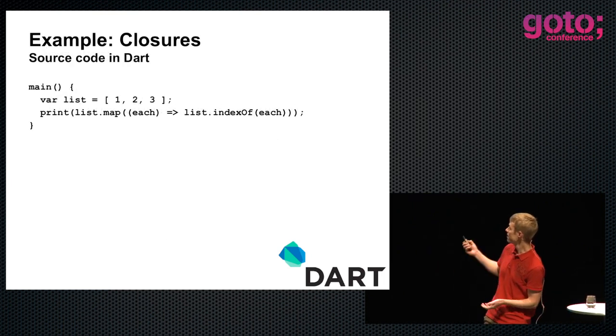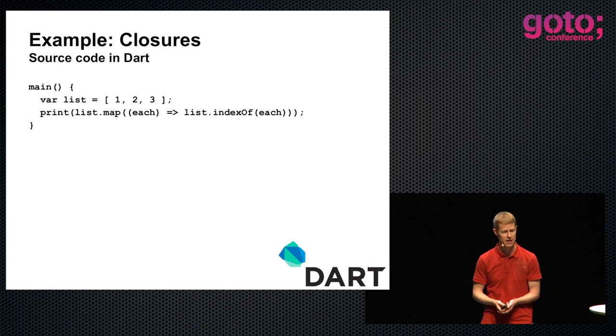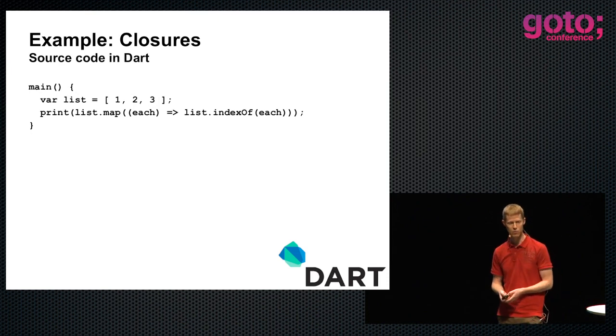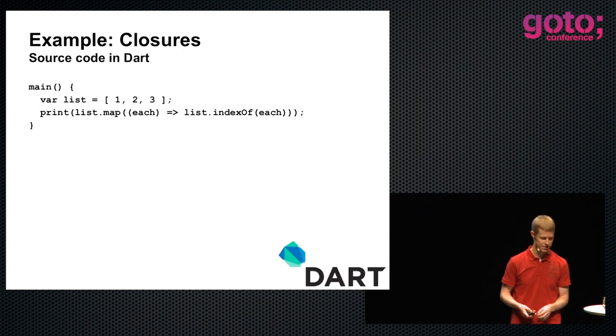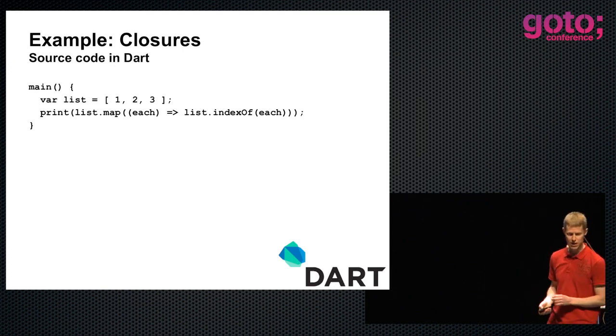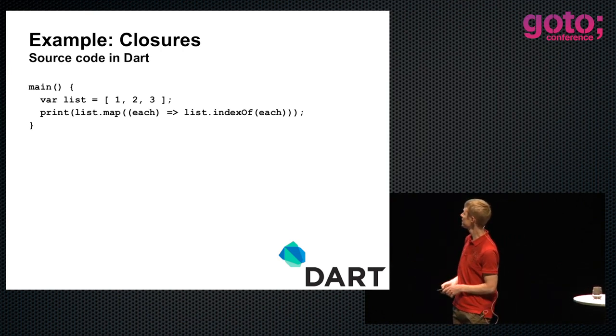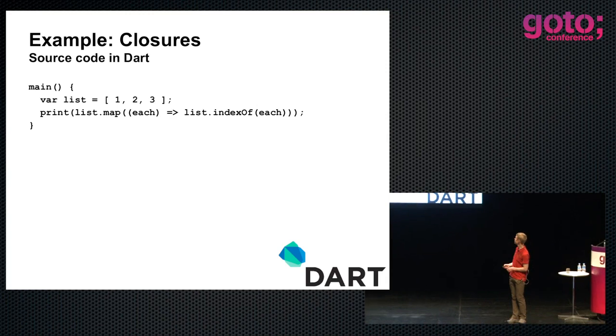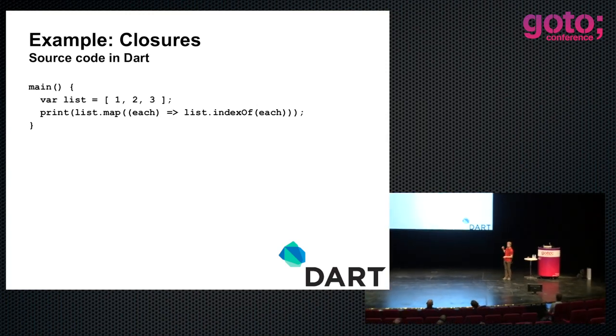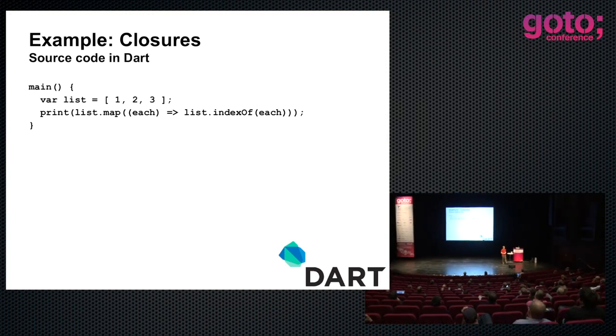Here's Dart code. There's a list. I run through the list, and for every element in the list, I will get the index. This is actually kind of weird code, but what you have in the middle of it here is a closure that takes a parameter each and produces the result of calling list.indexOf with that each thing. And at the end, we print everything. So this is a very short, concise syntax for doing map operations on a list.